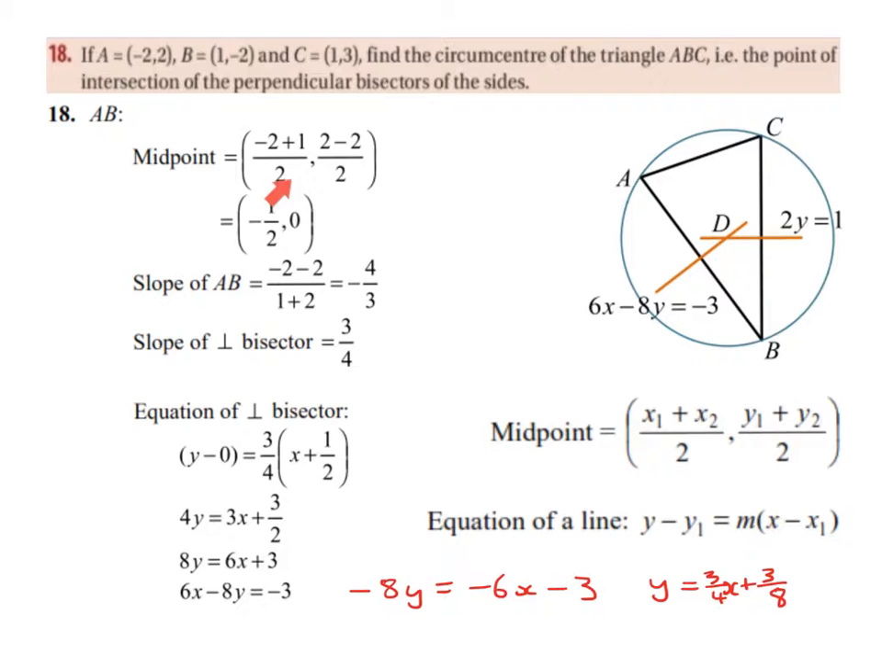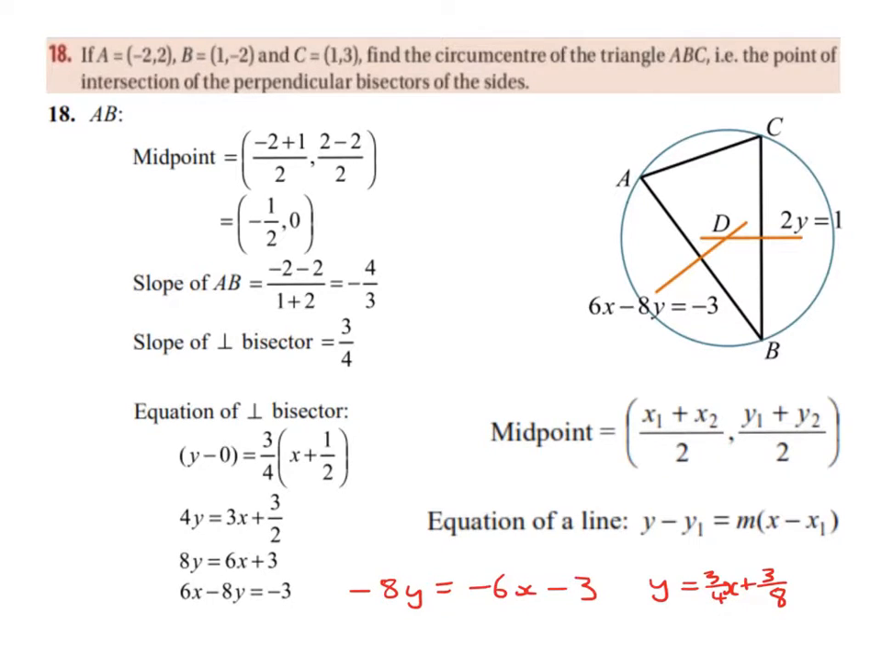So we have a point on the perpendicular bisector, on the orange line, and we have the slope. So we can use both of those to get the equation of the orange line. For the equation of the perpendicular bisector, we're going to use the equation of the line formula. So we end up with y minus 0 equals 3 over 4 times (x plus a half). We've used this point for x1, y1, and this slope for m. We get 4y equals 3x plus 3 over 2. We got that by multiplying across by 4 to get rid of the fraction.